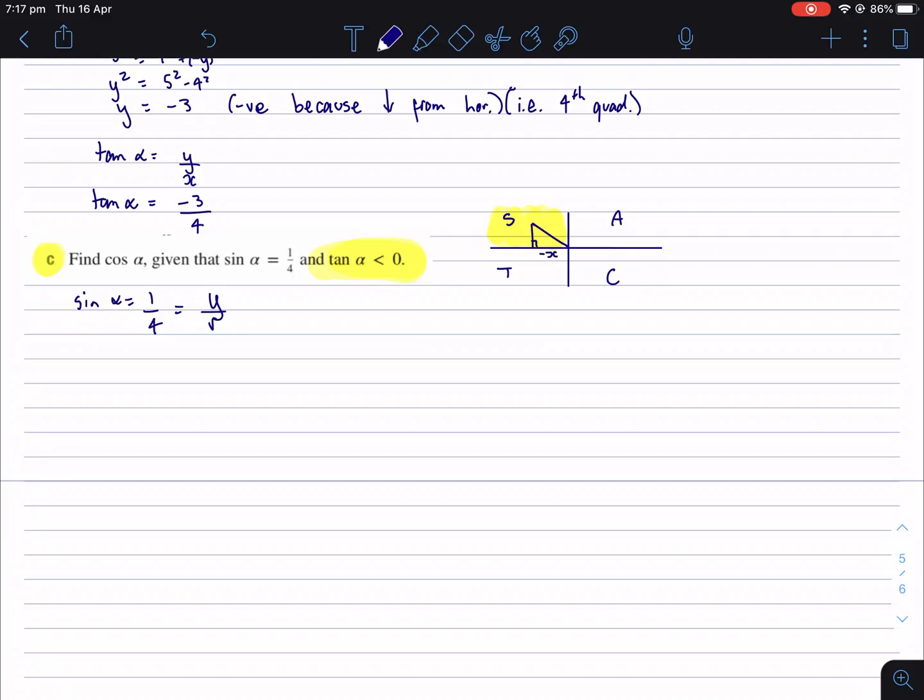which is going to come out as negative because we're to the left. Opposite over radius, yep. Which means 4 squared equals 1 squared plus x squared. So x squared is 4 squared take 1 squared, so x is root 15, and it's negative because second quadrant. Okay, now let's figure out what cos alpha is. Cos alpha is always x on r, which in this case is negative root 15 over 4.